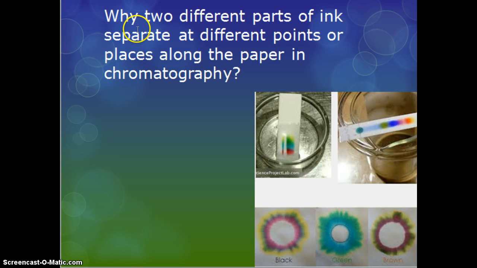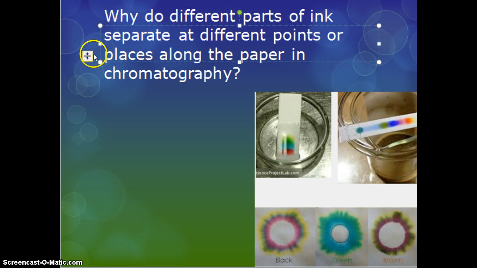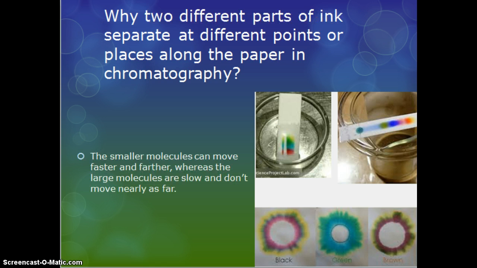Why do different parts of ink separate at different points or places in the paper in the chromatography? So I put a dot of a marker here and it's spread out into the different colors. Why does the red end up here versus the blue here? The smaller the molecules, the more they can move. So the smaller, they move faster and farther, whereas the large molecules are slow and don't move nearly as far. So which color molecules are smaller, red or blue? Well, it would be the red because it traveled the fastest and the farthest.